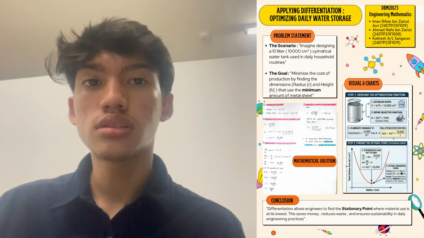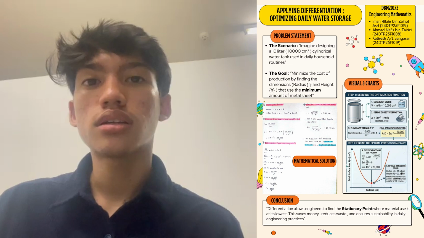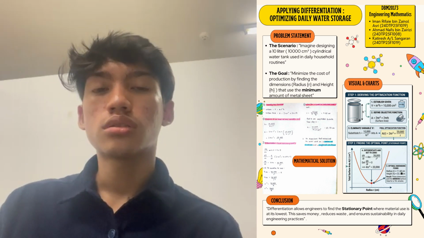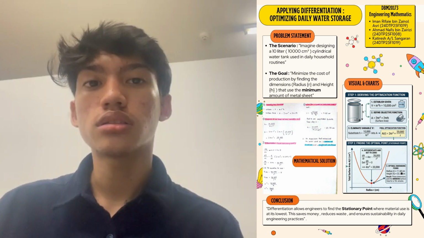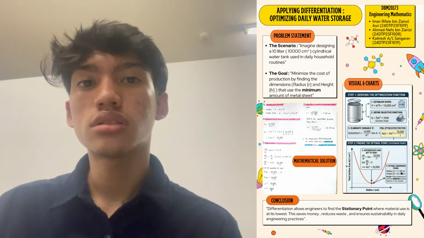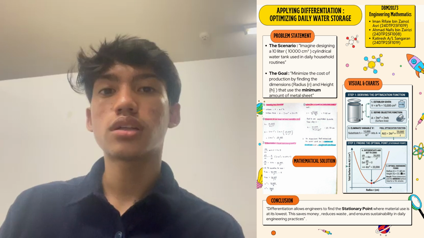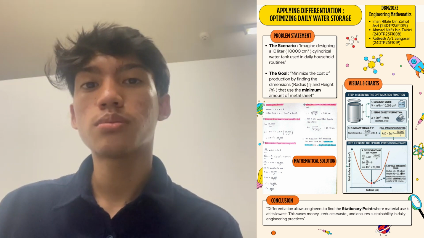To differentiate this, we need the area in terms of only one variable, r. By rearranging our volume formula, we find that h equals 10,000 over pi r squared. Substituting this back into our area equation, the pi and one r cancel out, giving us our final function A equals 2 pi r squared plus 20,000 over r.